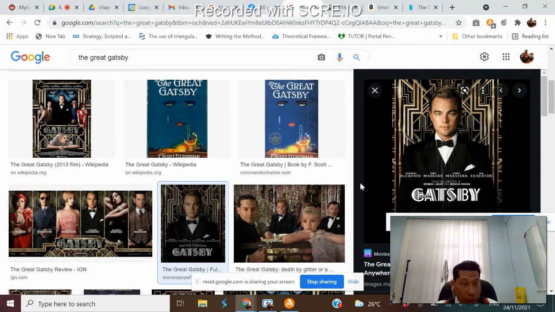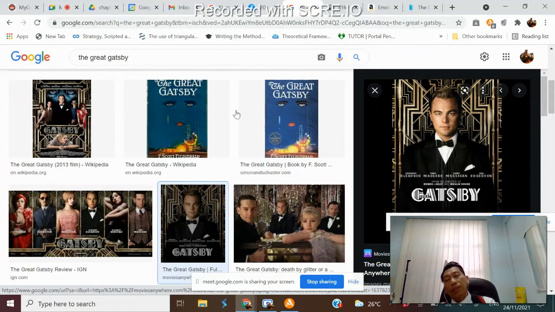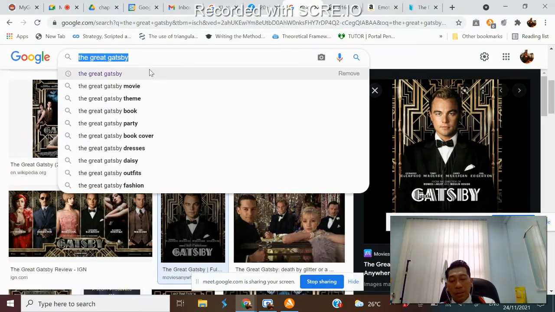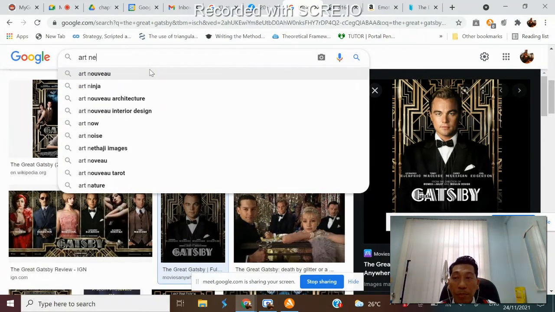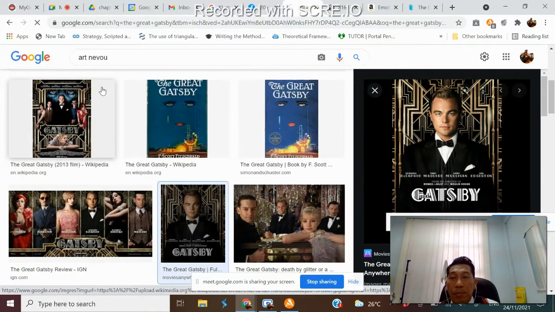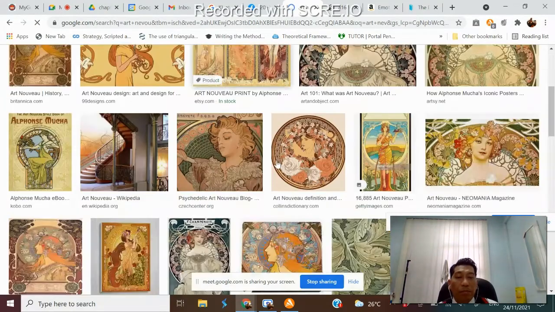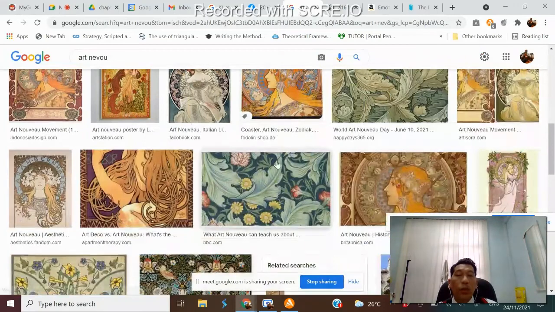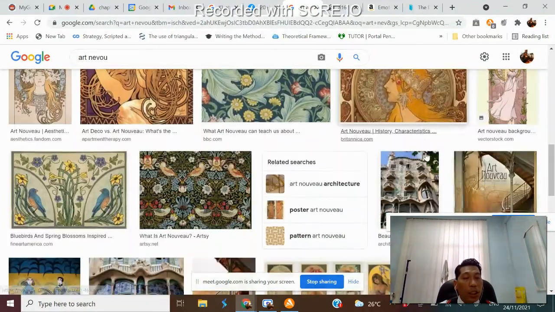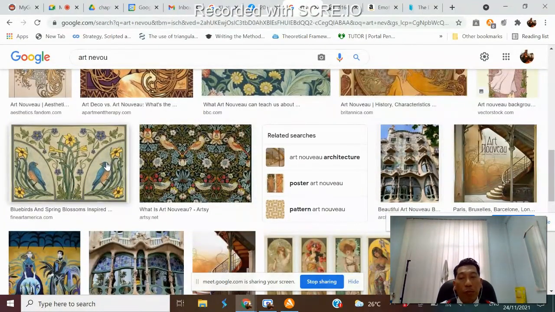So the background, as I think you can see, is basically the look and feel of Art Nouveau. So if we try to Google, as you can see, it was focused on the beauty of some things.